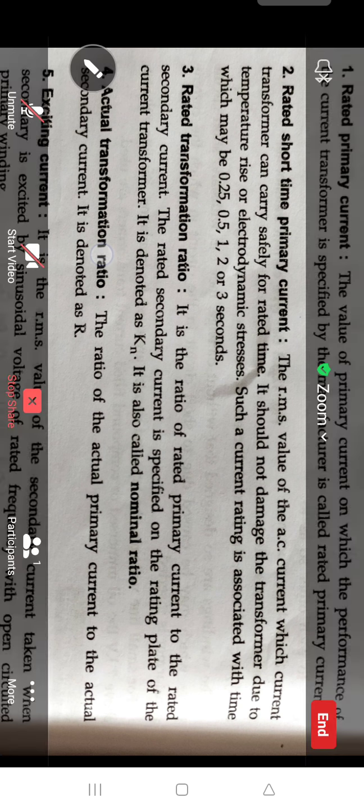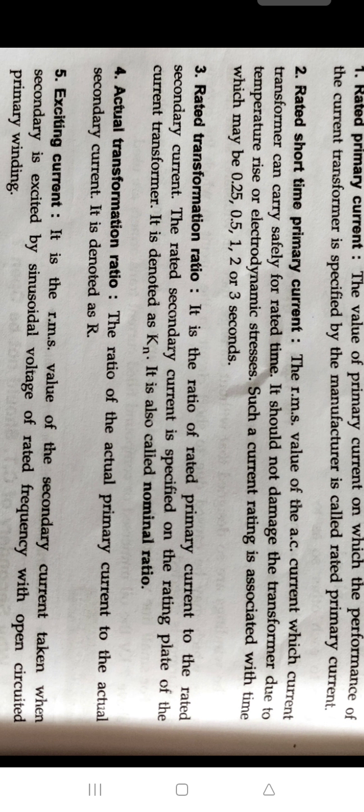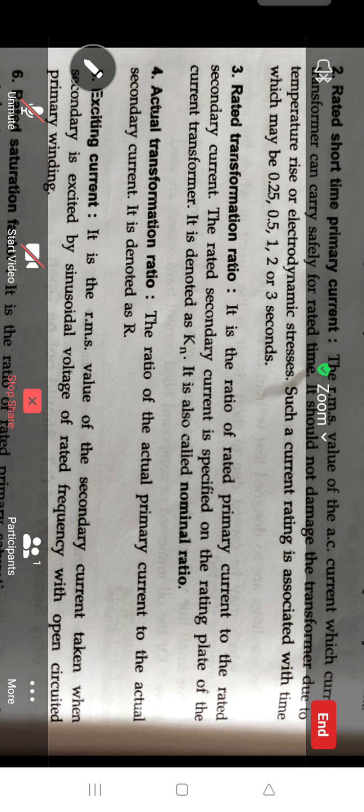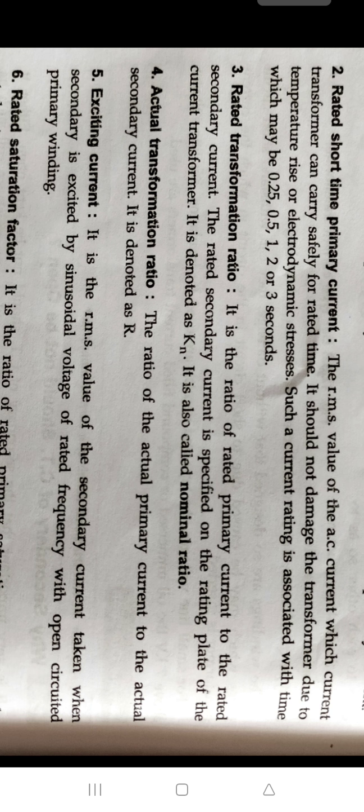So it is short time primary current. Third one is rated transformer ratio. The ratio of rated primary current to the rated secondary current. The rated secondary current is specified on the rating plate of the current transformer. It is denoted as Kn. It is also called nominal ratio. Actual transformer ratio, the ratio of the actual primary current to actual secondary current, is denoted as R.